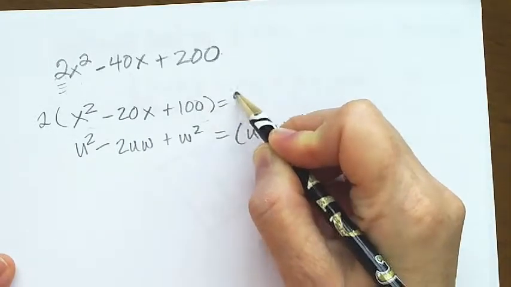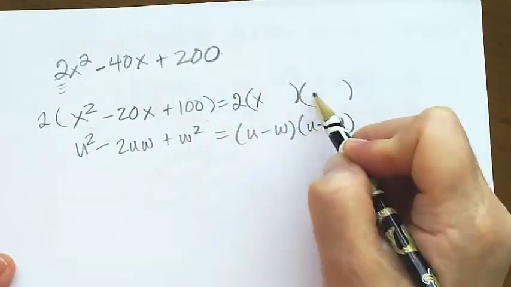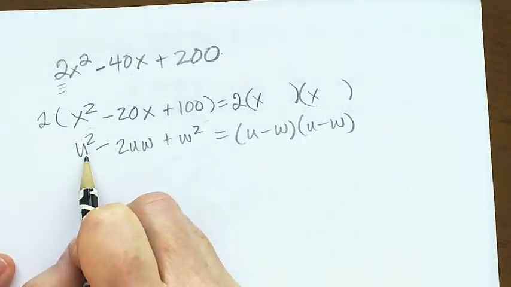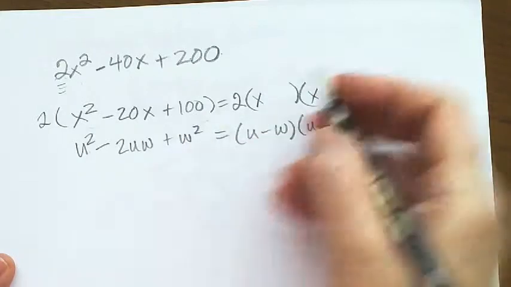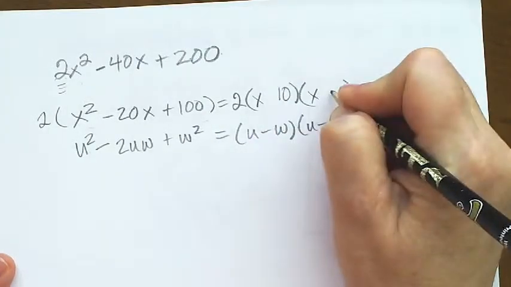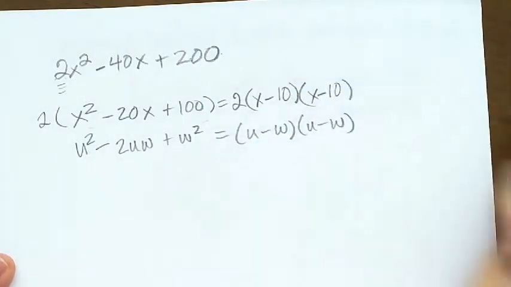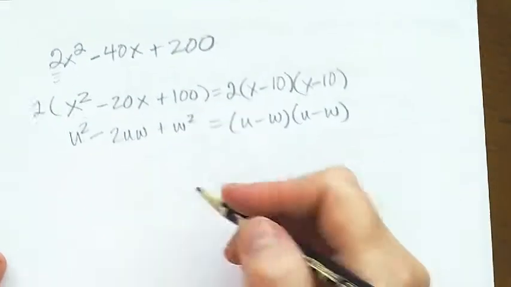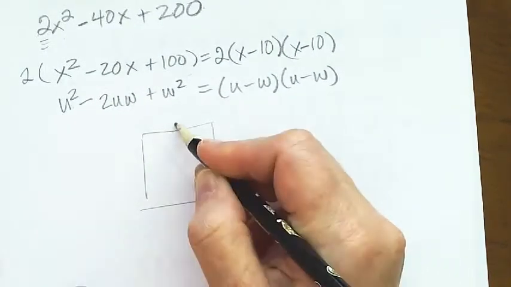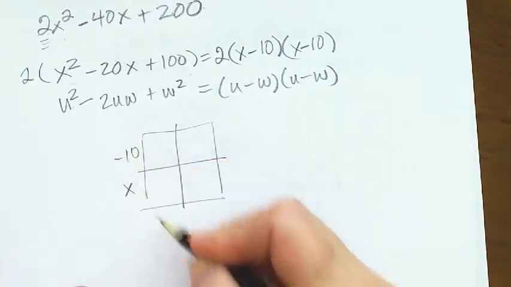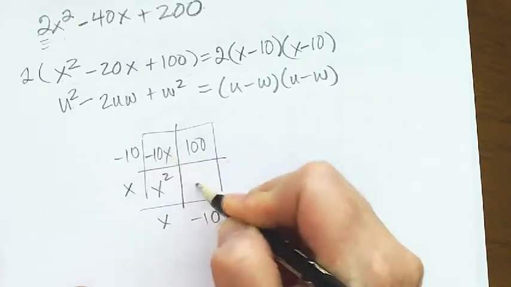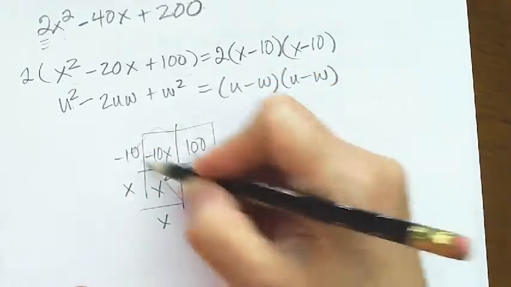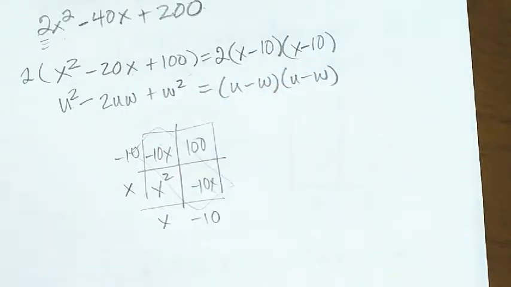So then this would be 2, that 2 doesn't disappear, times x. If u squared is x squared, then u must be x. And then if w squared is 100, w is 10, so that's going to be 2 times x minus 10 times x minus 10. Easy enough to check: x minus 10 times x minus 10. When I combine like terms, these would add up to negative 20x.